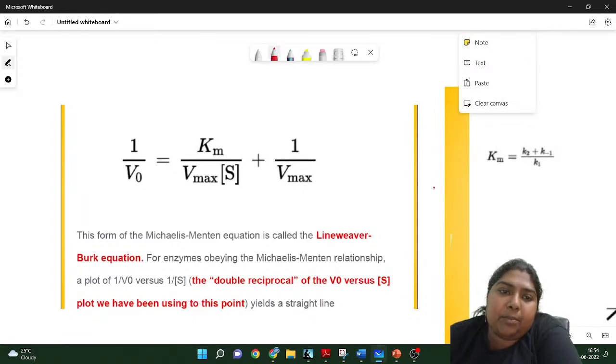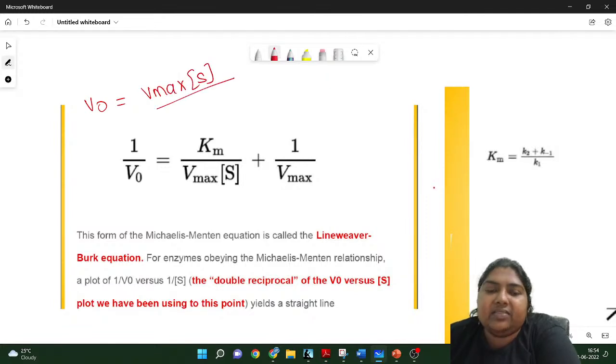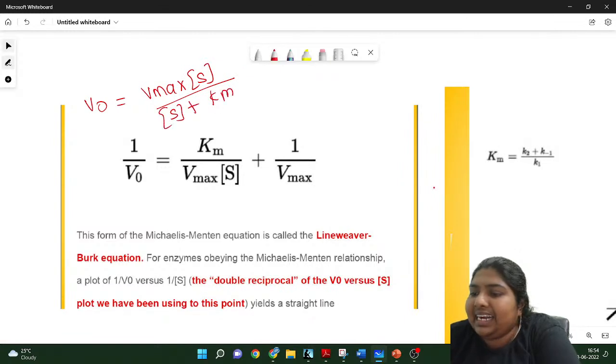So what is your equation? V naught is equal to V max into S divided by S plus Km. Agreed or not? Yes, everybody in the class. Okay, fine. Shall we just see now what is happening? Now you are going to take an invert.